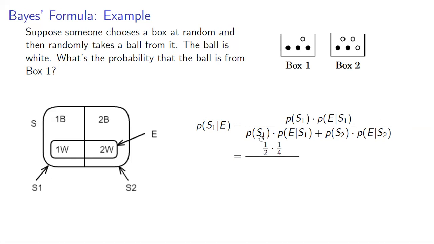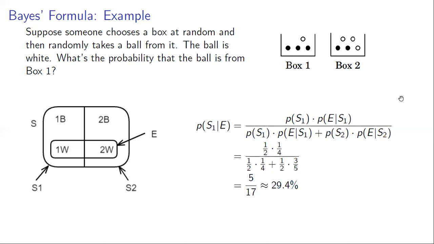Next, the probability of S1, we figured that out. That's 1/2. The probability of E given S1, that's 1/4. Now we need to add the probability of S2. What's the probability that the person picked the second box? Well, it's again 1/2. And then we need the probability that the ball was white, given that the person chose the second box. The second box has 3 white balls out of a total of 5, so this will be 3/5. If we simplify all this, we get 15/17, which is approximately 29.4%.